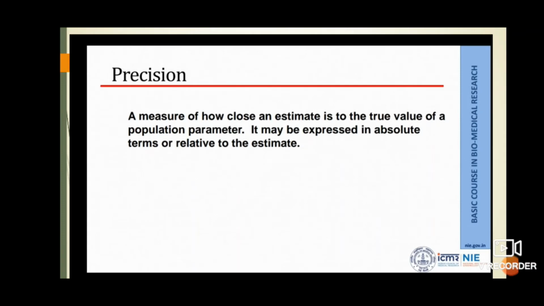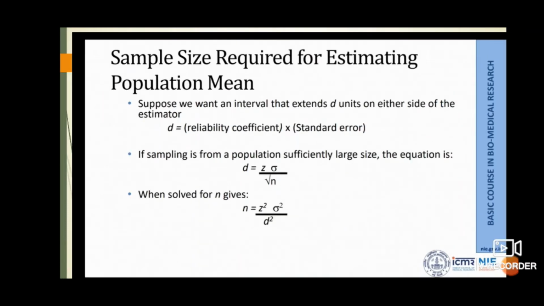Precision of a study is how close our estimate is to the true value of a population parameter. It is expressed in absolute terms or relative to the estimate.